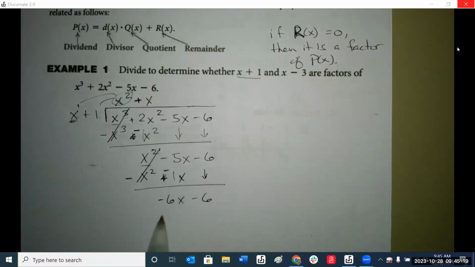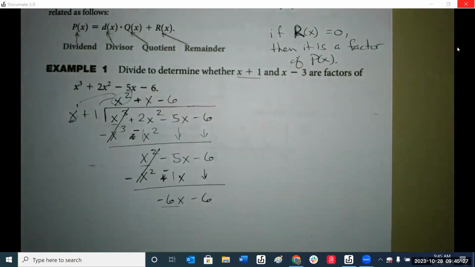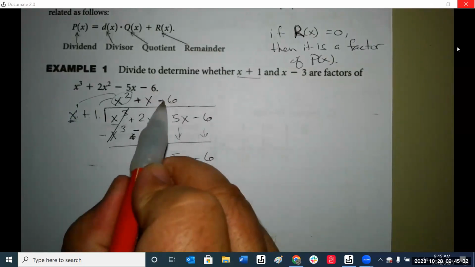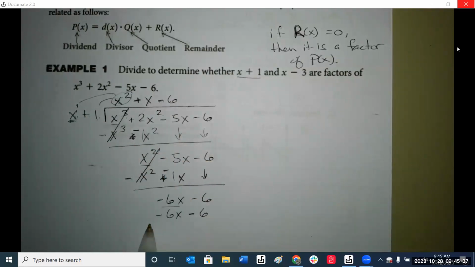And look at the first terms. What times x gives me negative 6x? Negative 6. Negative 6 times x is negative 6x. Negative times positive is negative. 6 times 1 is 6. Change the signs and add. Since the remainder is 0, x plus 1 is a factor.